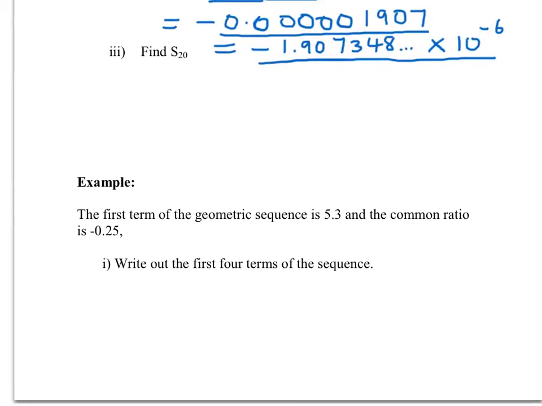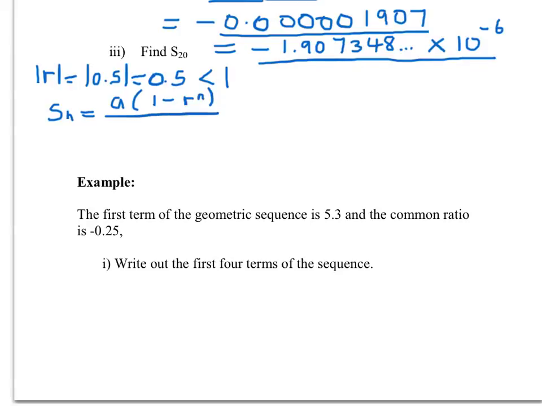And what we're asked to do is find S20, the sum of the first 20 terms of the geometric sequence. Now the absolute value for r is equal to the absolute value of 0.5, which is equal to 0.5. And this value is actually less than 1. So for this question, we will be using the other formula than we did in the last example, and the formula is that Sn is equal to a times 1 minus r to the power of n, all divided by 1 minus r. That's the formula for the modulus of r less than 1.